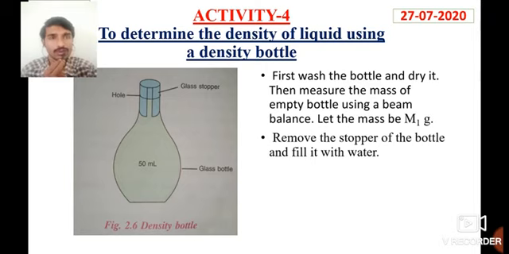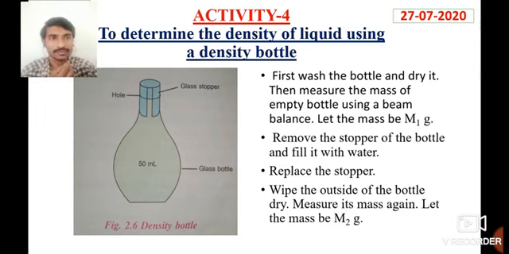Now remove the stopper of the bottle and fill it with water. Now replace the stopper. After filling the density bottle with water, you have to replace the stopper again. Wipe the outside of the bottle dry. That means if there is any water droplet on the outside of the density bottle, you have to wipe it.